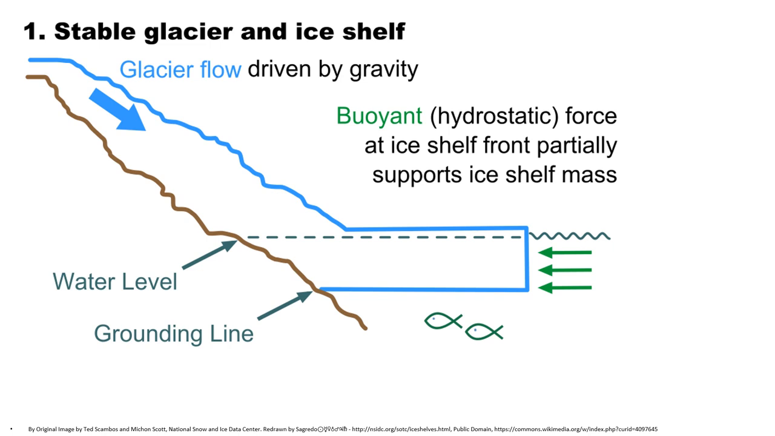The process can be understood here. This schematic displays the glacier flow under gravity towards the front surface of the ice shelf. The buoyant or hydrostatic forces at the ice shelf front partially support the ice shelf mass and provide a kind of brake to the moving glaciers until they proceed to a certain length and then stop. In turn, the moving glacier protects and repairs the surface of the ice shelf.